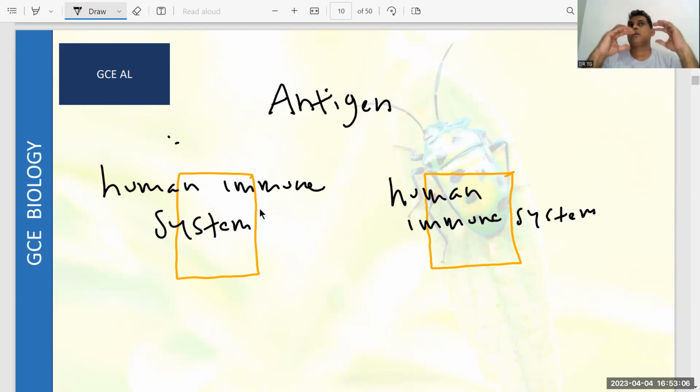So basically, anything which is trying to damage our body, which is going to harm our body, the immune system tries to protect by fighting with this harmful thing. The immune system is going to fight with the harmful thing, and this is going to be completely removed from the body.